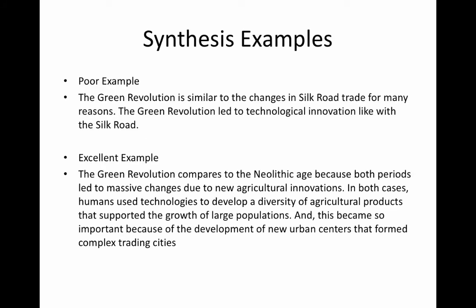So let's take a look at some examples here. So here's a poor example. The Green Revolution is similar to changes in Silk Road trade for many reasons. The Green Revolution led to technological innovation, like with the Silk Road. Okay, first off, in the first sentence, we're told "for many reasons." It's vague, it's underdeveloped.